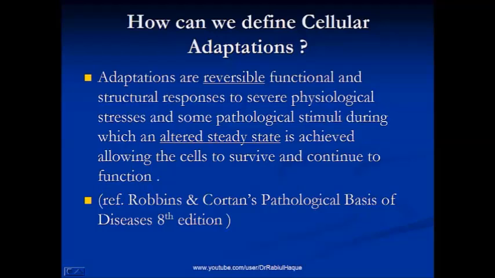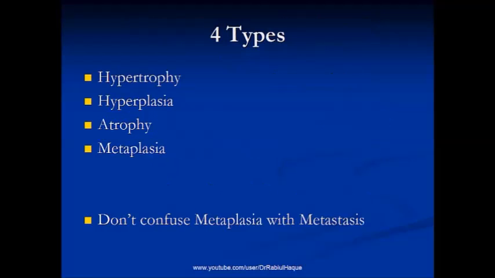Okay, now what are the types of cellular adaptation? So always remember cellular adaptation is of four types. They are hypertrophy, hyperplasia, atrophy, and metaplasia.